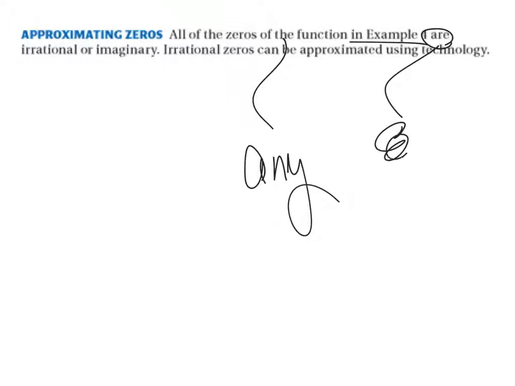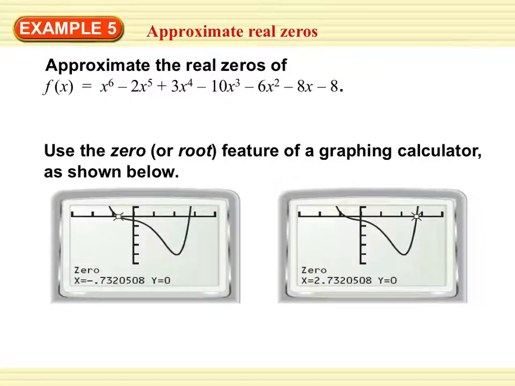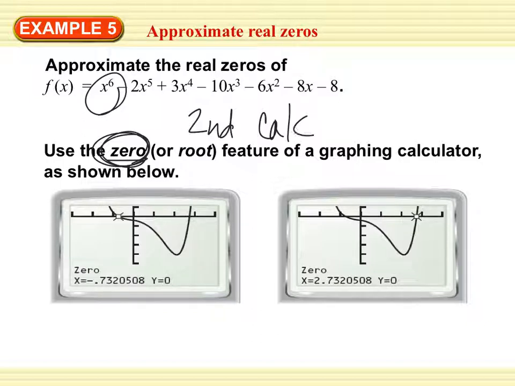All right, approximating zeros. All of the zeros in the function, and we didn't do example 4, but all of the zeros in any function could be irrational or imaginary. Irrational zeros can be approximated using technology, using your graphing calculators. If we look at this, the instructions say approximate the real zeros of this function. I should have 6 zeros altogether, but we can use the zero feature of a graphing calculator as shown below. We would do second calc and select the word 0. Please ask in class, and I would love to step through this with you.